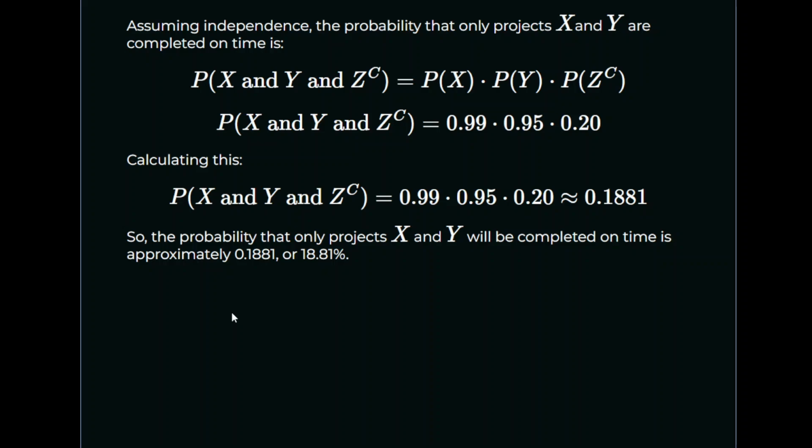So working it out here, probability of X and Y, but not Z. So X we complete in time, Y we complete in time, Z we do not complete in time. Again, these are all independent events, so what we have to do is multiply out the relevant probabilities. Probability of X times the probability of Y times the probability of the complement of Z. 0.99 times 0.95 times 0.20 works out to be 0.1881, 18.81%.